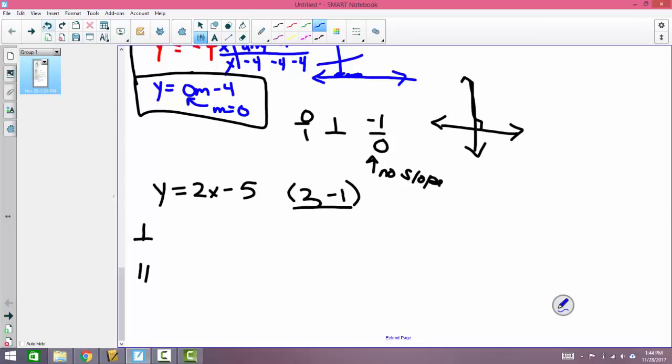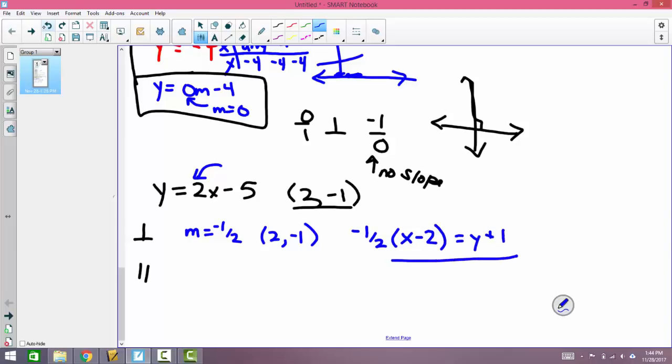If you don't know how to do it, to write the perpendicular one, your slope would have to be the opposite reciprocal of 2, which is negative 1/2. And then through the point (2, negative 1), you could go ahead and write your m, negative 1/2, times x minus 2 equals y plus 1. That's it. Doesn't say what form, so you're done.